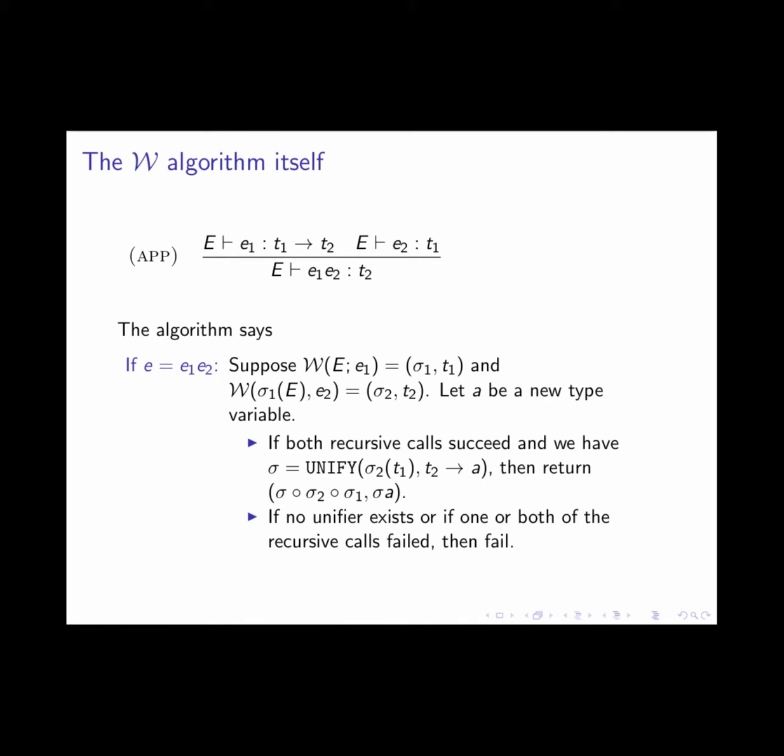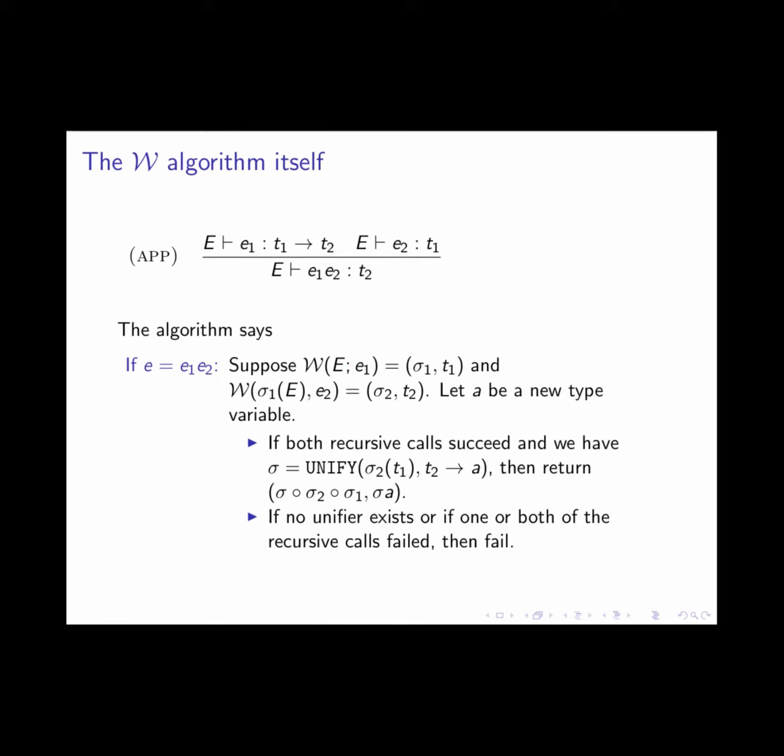We apply the substitution to E such that we know what the type variables in E stand for. And then out of that, we get a new substitution, sigma 2, and we get a type T2. And then we introduce a new type variable, A, which stands for the result type of E1, the function E1.